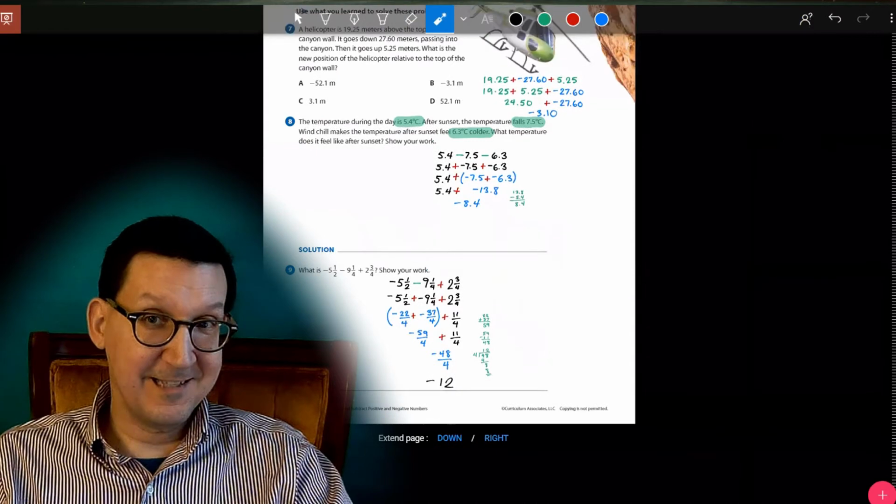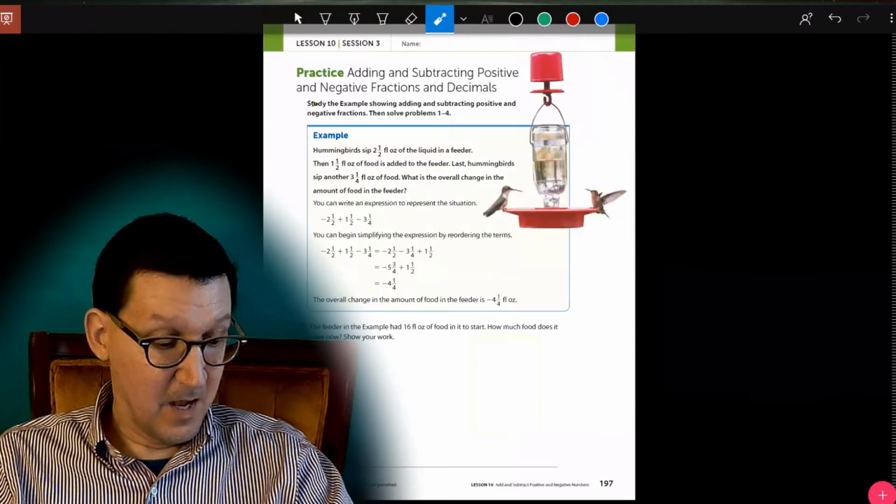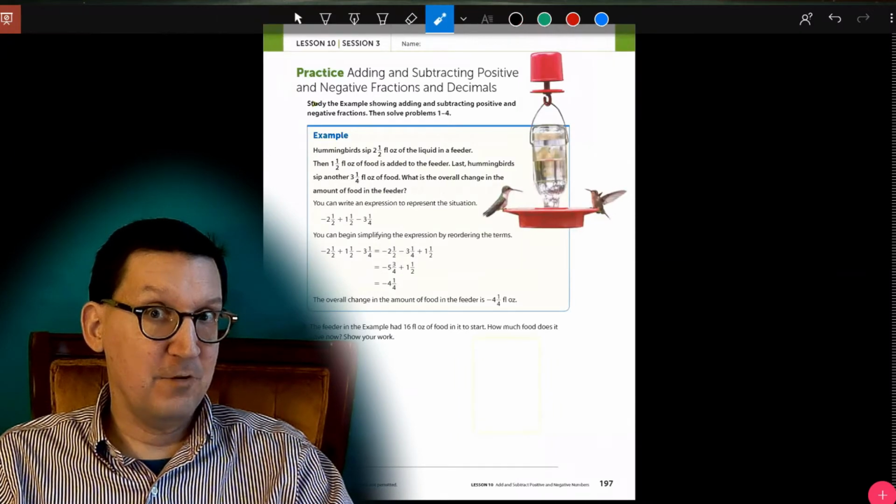So that's the end of page 196. Let's move forward to page 197. The green pages. Ooh, it's up to you now. Let's see what we have.